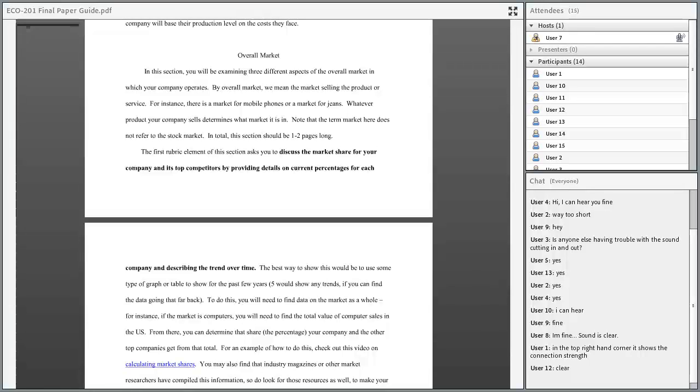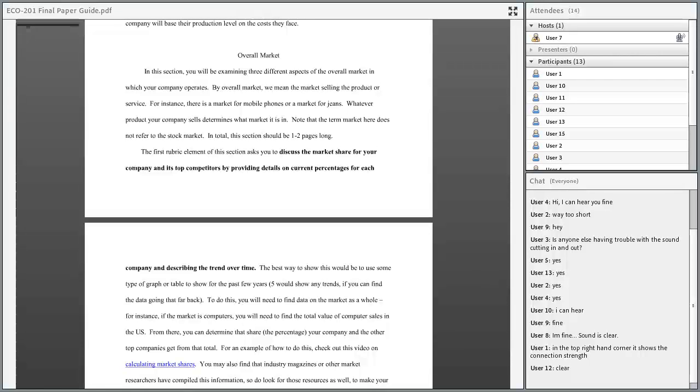Moving on, after you've examined the cost of production, you will examine the market the firm operates in. So what is the overall market? First of all, you want to examine the market share of the firm. So what is the market share? It is the percentage of the market that the firm holds.